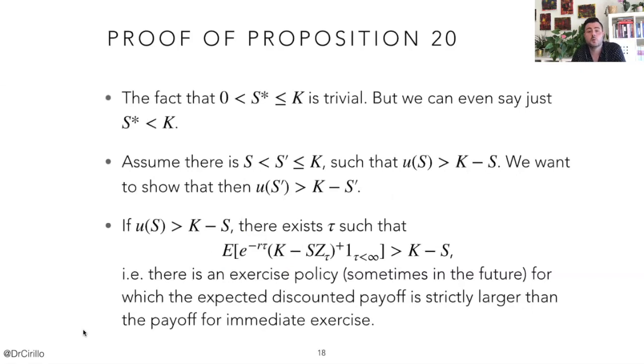Now, what we want to show is that actually we are in this situation. To do that, we can observe the following. Assume that there is a price level S prime, which is between S and K, and we also know that U(S) is strictly larger than K minus S. So the value of a not yet exercised perpetual American put when the underlying price is S is larger than the immediate exercise payoff, that would be K minus S. Now, what we want to show is that if this is the case, so if we do not exercise when the price process is at S, then we will not exercise for any price level that is larger than S. Why? Because it will be suboptimal.